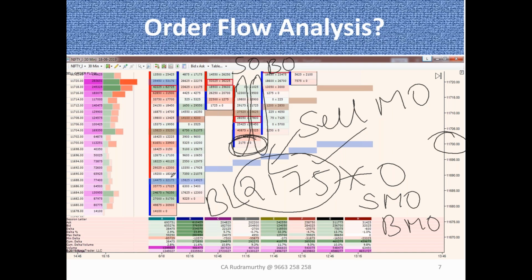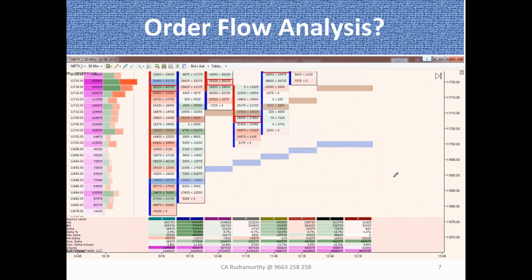Similarly, if you see here, this portion on the left hand side is sell market orders, and all these on the right hand side are buy market orders. So you have to clearly understand that the quantity of sell market orders and buy market orders is what you see in an order flow chart. Let me show it once again so that it is crystal clear.